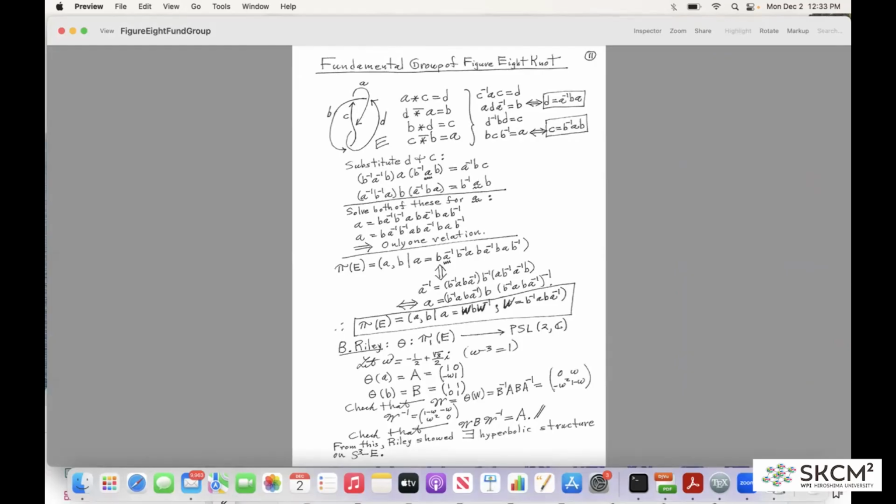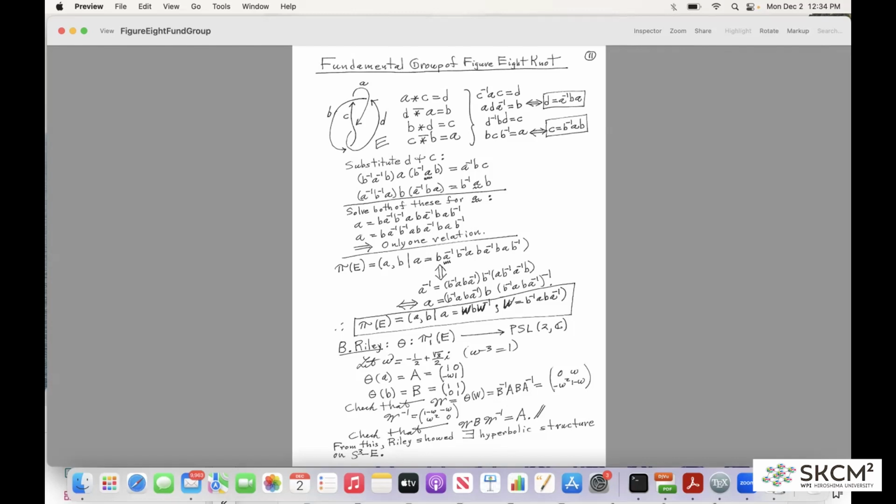Okay, so on this sheet, I have indicated getting the fundamental group of the figure 8 knot. It might be a little different from the indication for the fundamental group of the figure 8 knot that I had used the other day when I gave it to you as an exercise for calculating the Alexander polynomial. But it's the same yoga, right? A times C equals D, D times A bar, D bar times A, that's sharp, is equal to B, B times D equals C, and C times B bar equals A.